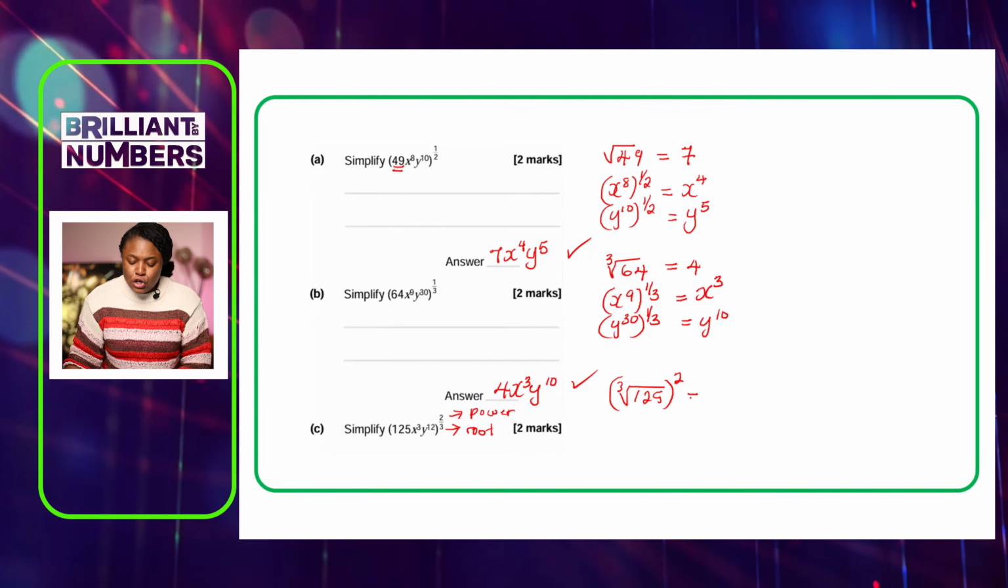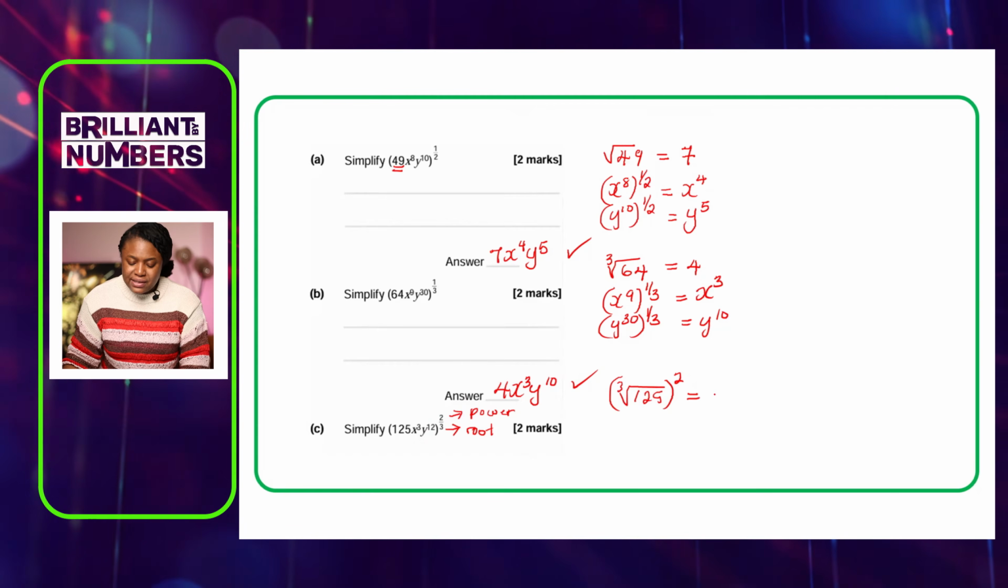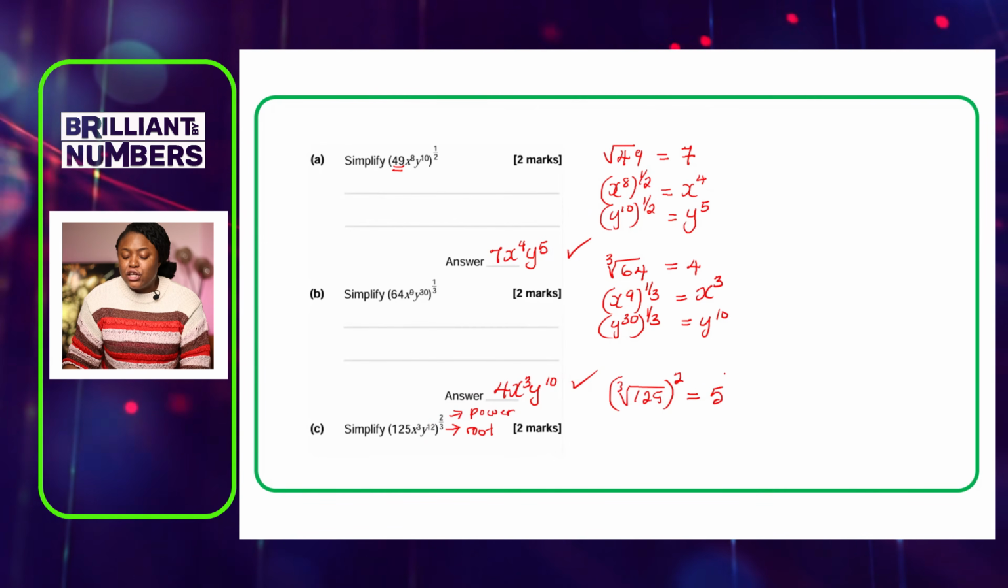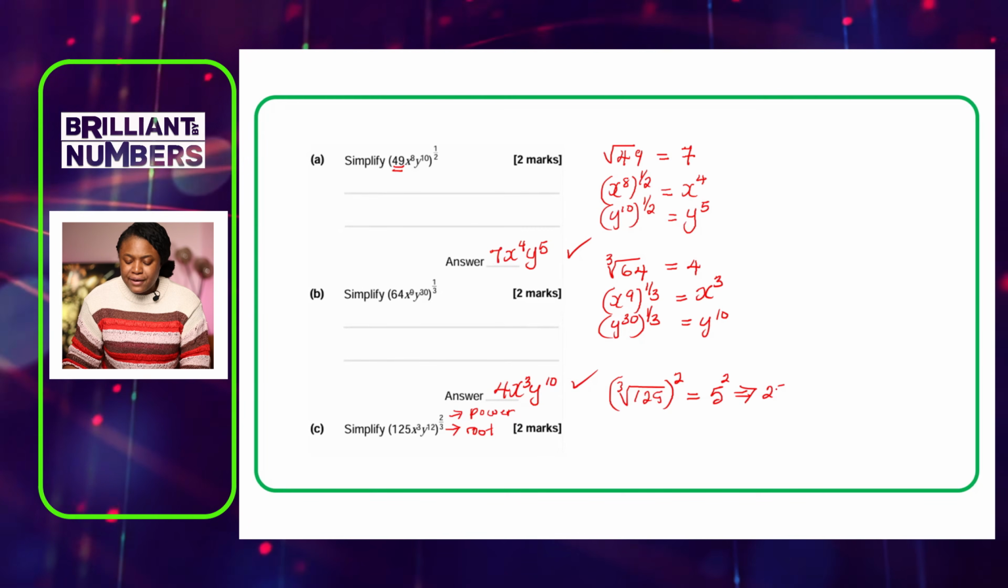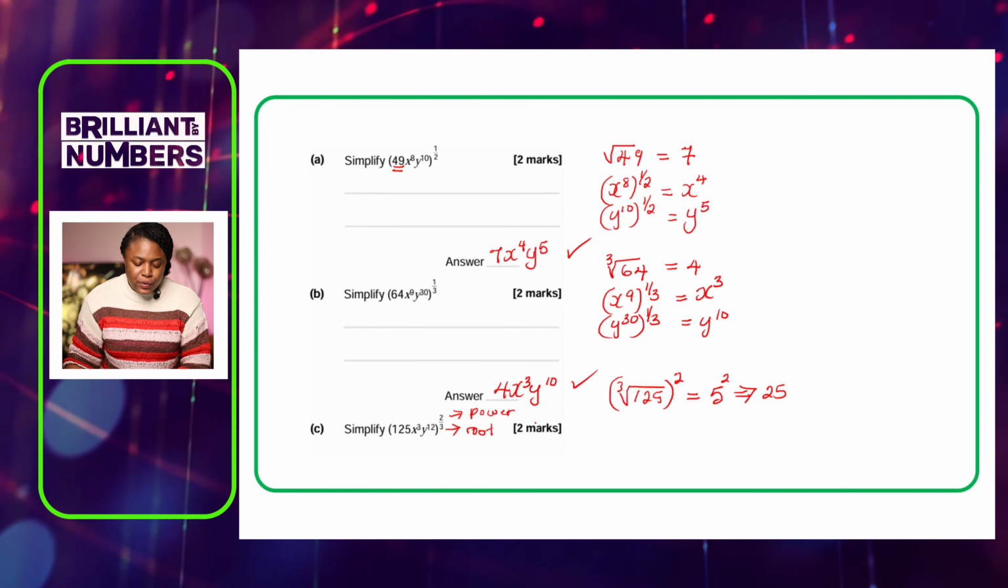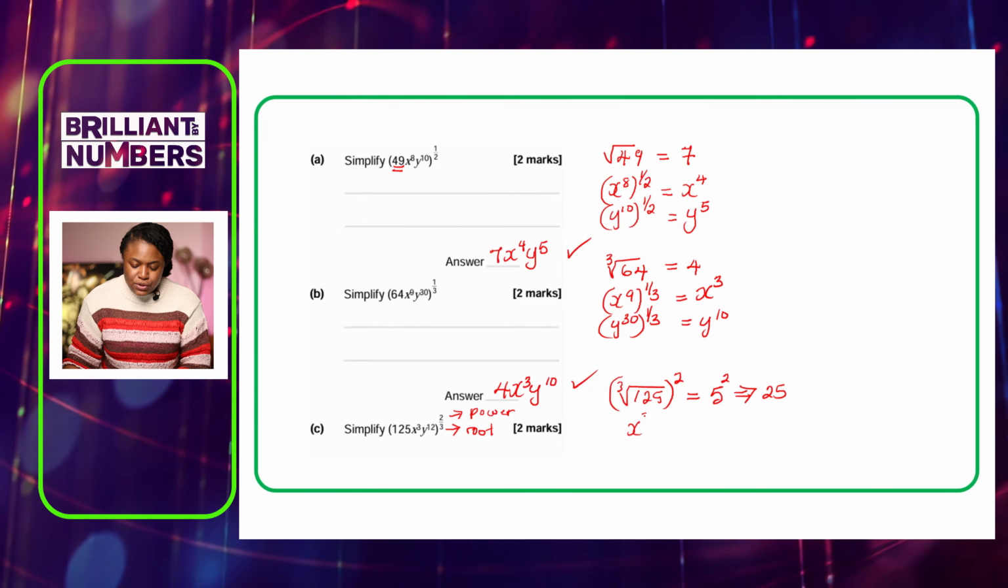So let's do that. Cube root of 125 is 5, and I need to square 5. 5 times 5 gets me 25. Then I need to focus on my x cubed.